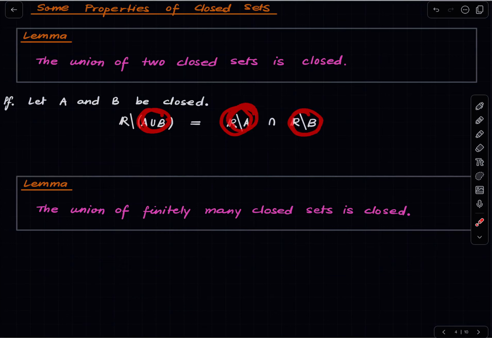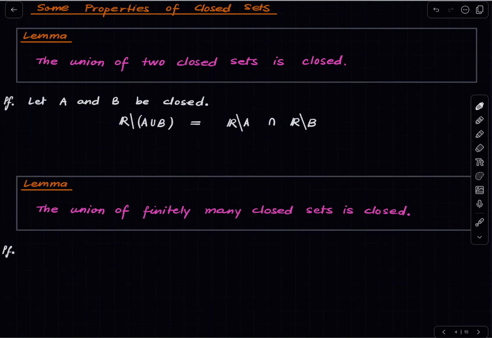Why are these two open? Because A and B are closed. So by definition of closedness, these are open sets, and the intersection of any two open sets is open. Therefore, this is open, and that's it. That finishes the proof.